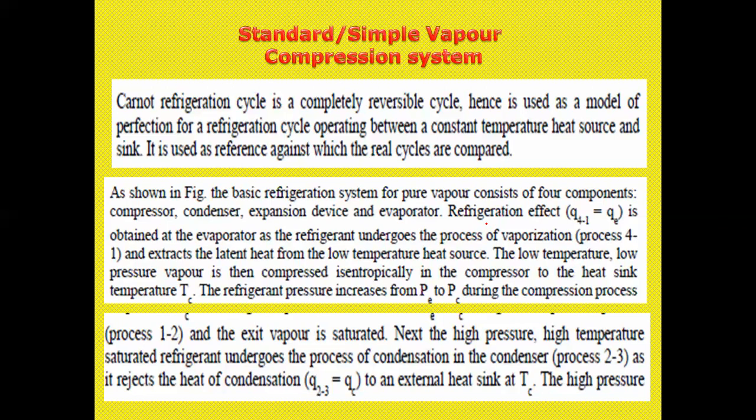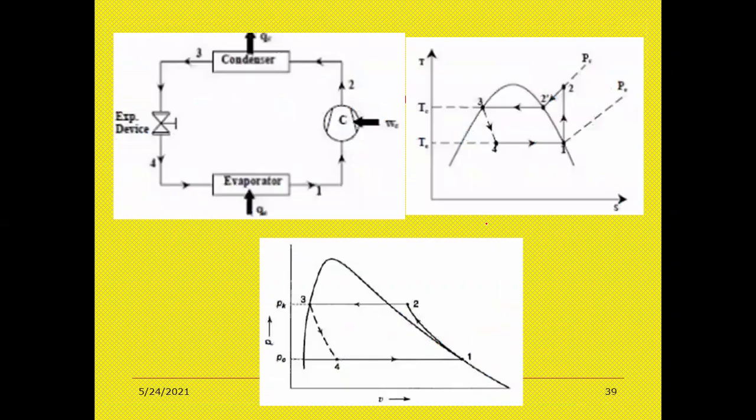operating between a constant temperature heat source and sink. It is used as a reference against which the real cycles are compared. So the Carnot refrigeration cycle is a completely reversible cycle, which is used for this vapor compression refrigeration system. The figure shows here. See the figure?